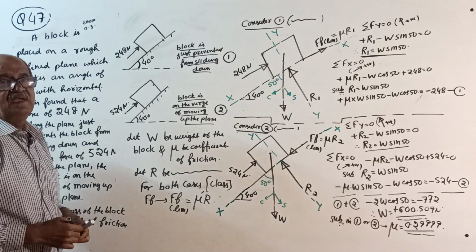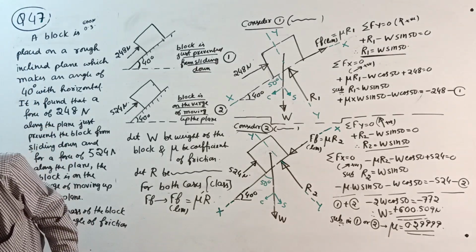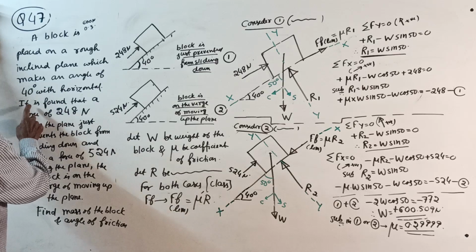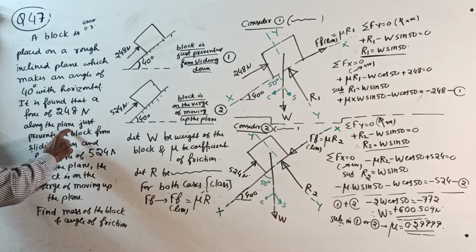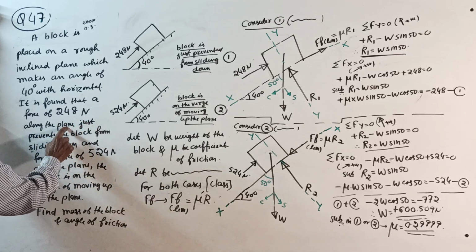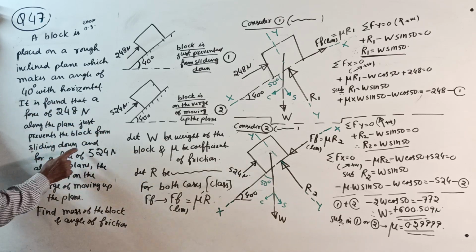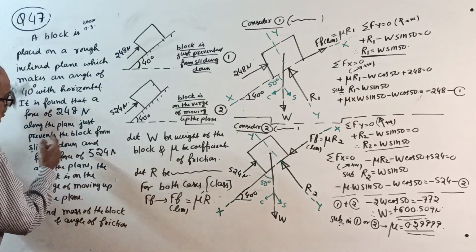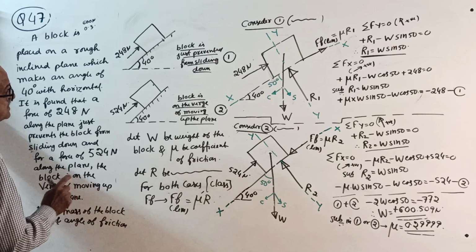Now, this is an experiment. I will tell you what the question is first of all. See, they told it is found that a force of 248 Newton along the plane just prevents the block from sliding down. And for a force of 524 Newton along the plane, the block is on the verge of moving up the plane. Find mass of the block and angle of friction.